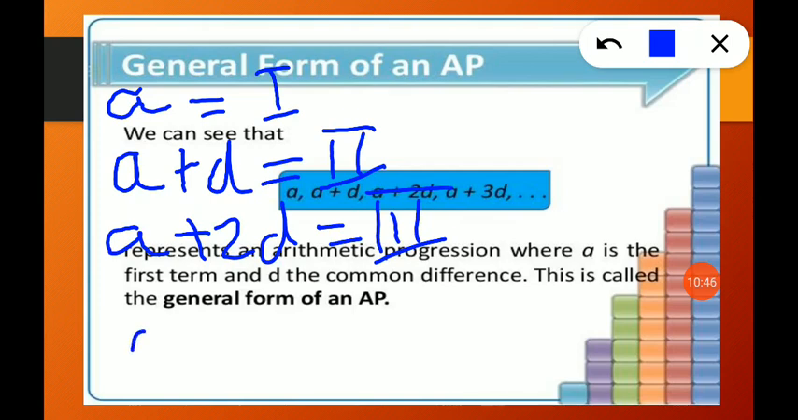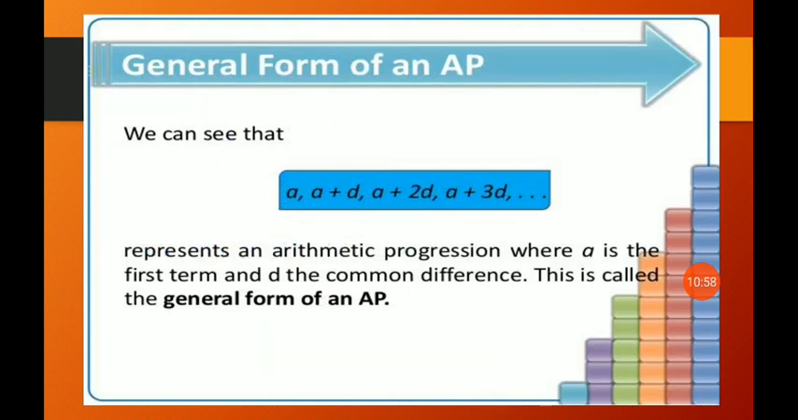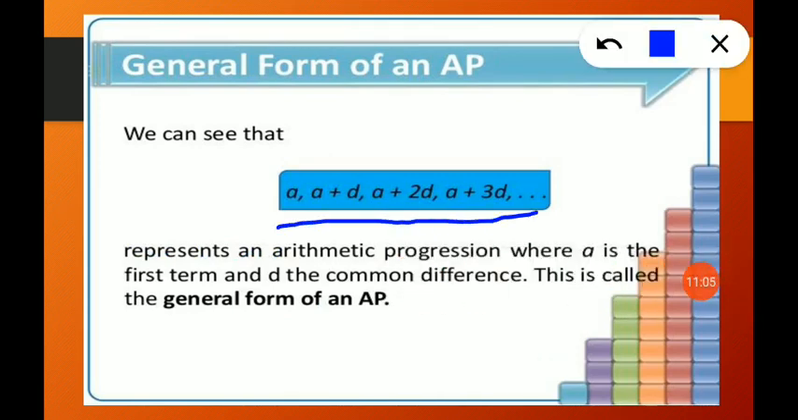And similarly, A plus 3D will be the fourth term. So like this we can get the different terms. Hence from here we can say that the general form of AP is A, A plus D, A plus 2D, A plus 3D and so on. It represents an AP where A is the first term and D is the common difference.